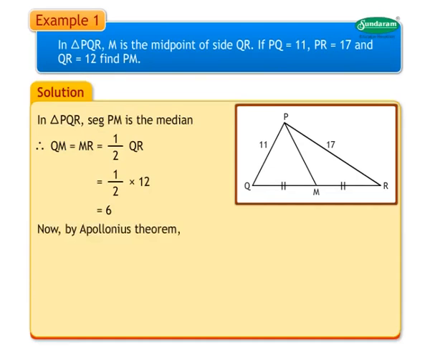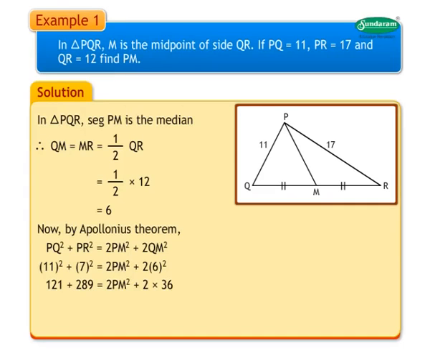Now, by Apollonius Theorem, PQ square plus PR square is equal to 2PM square plus 2QM square. 11 square plus 17 square is equal to 2PM square plus 2 into 6 square. 121 plus 289 is equal to 2PM square plus 2 into 36. 410 is equal to 2PM square plus 72. 410 minus 72 is equal to 2PM square.